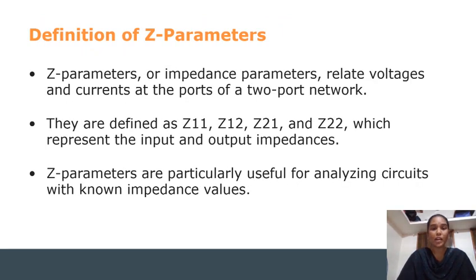Definition of Z parameters. Z parameters or impedance parameters relate voltages and currents at the ports of a two-port network. They are defined as Z11, Z12, Z21 and Z22, which represent the input and output impedances. Z parameters are particularly useful for analyzing circuits with known impedance values.